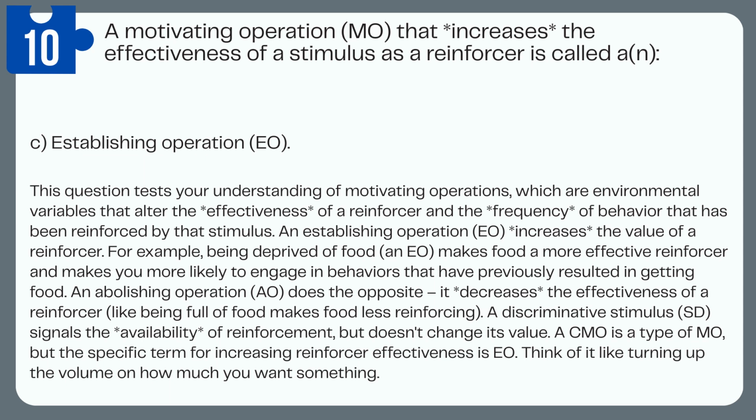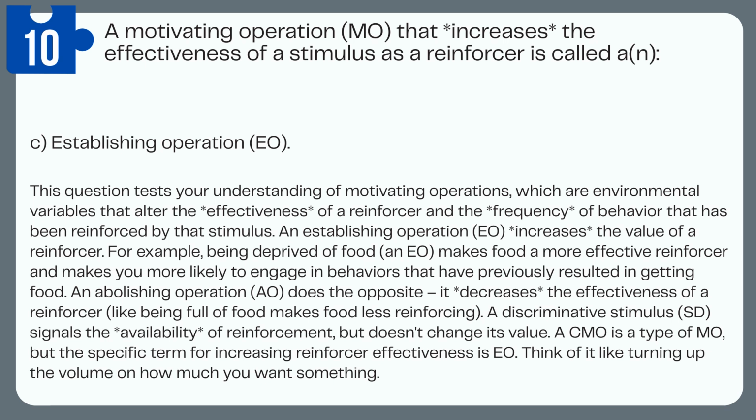This question tests your understanding of motivating operations, which are environmental variables that alter the effectiveness of a reinforcer and the frequency of behavior that has been reinforced by that stimulus. An establishing operation, EO, increases the value of a reinforcer. For example, being deprived of food, an EO, makes food a more effective reinforcer and makes you more likely to engage in behaviors that have previously resulted in getting food. An abolishing operation, AO, does the opposite. It decreases the effectiveness of a reinforcer, like being full of food makes food less reinforcing.